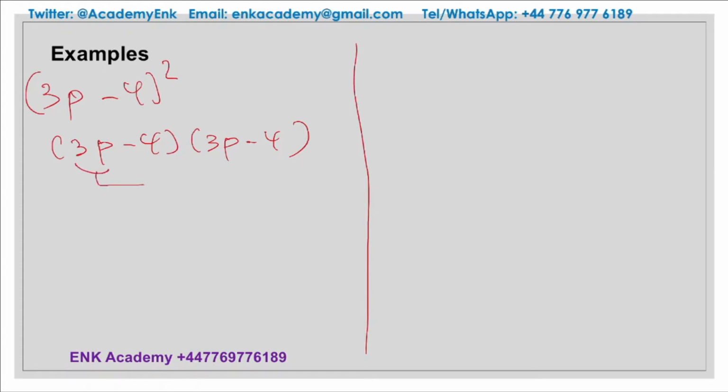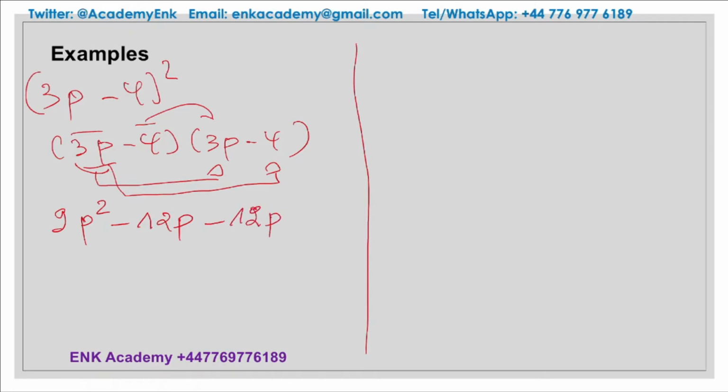So we have here 3p times 3p, which gives us 9p squared. We have 3p times minus 4, which is minus 12p. Minus 4 times 3p is minus 12p. And minus 4 times minus 4 is plus 16. Here we have like terms. That will be 9p squared minus 24p plus 16, which is our expanded expression.